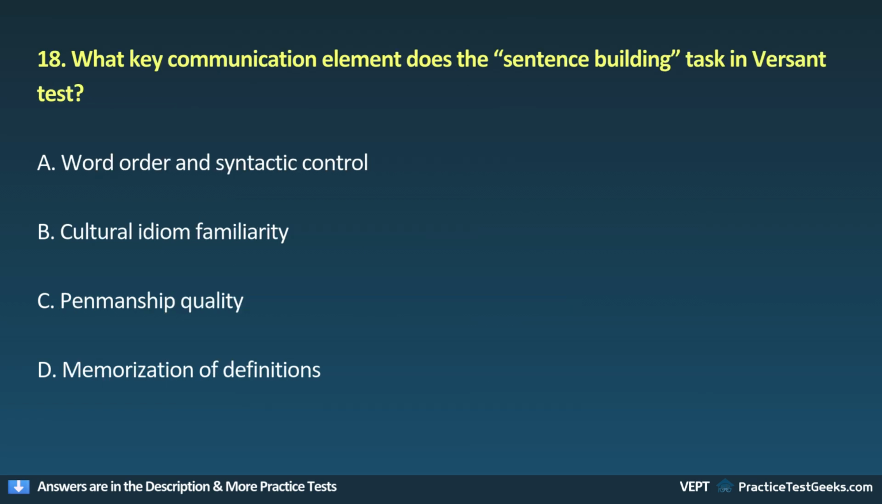18. What key communication element does the sentence building task in Versant test? A. Word order and syntactic control. B. Cultural idiom familiarity. C. Penmanship quality. D. Memorization of definitions.